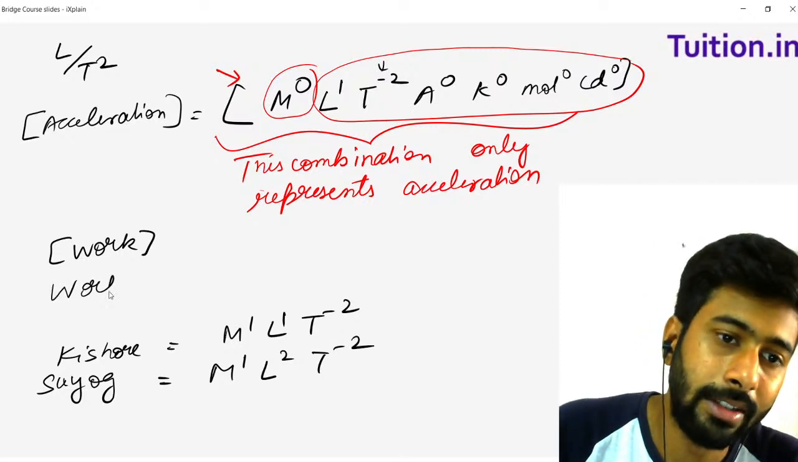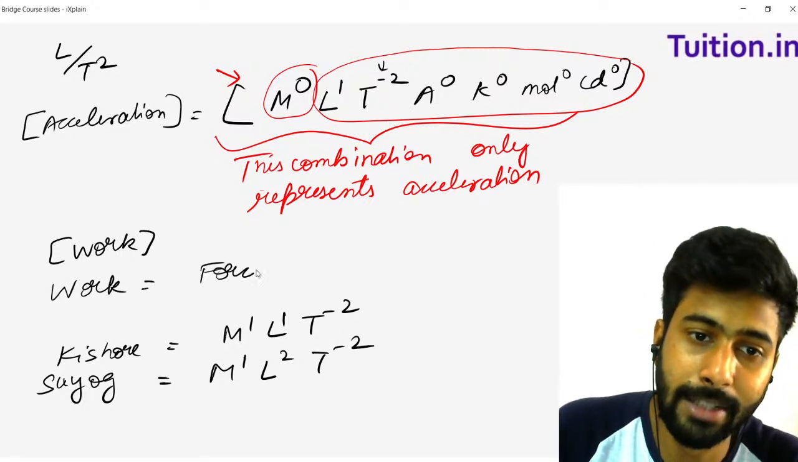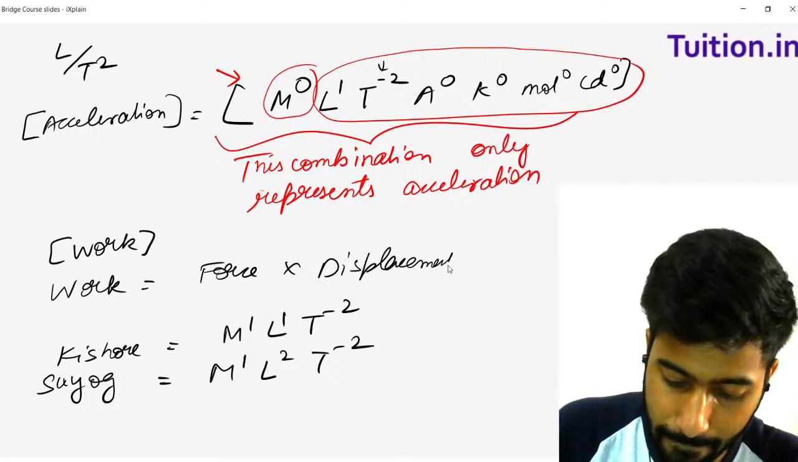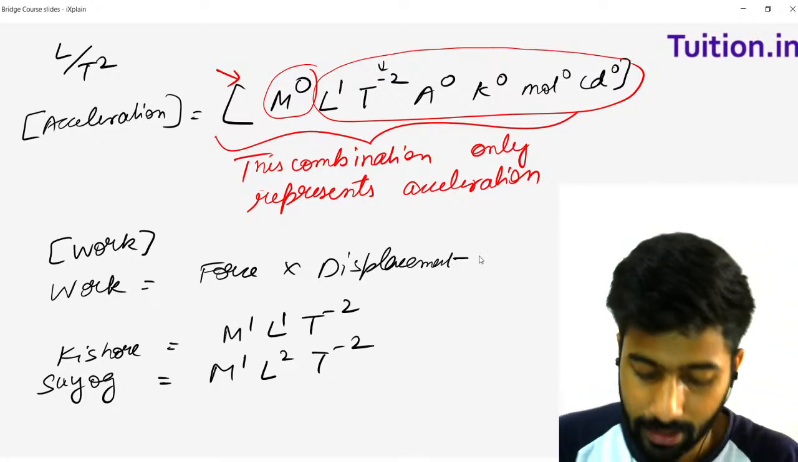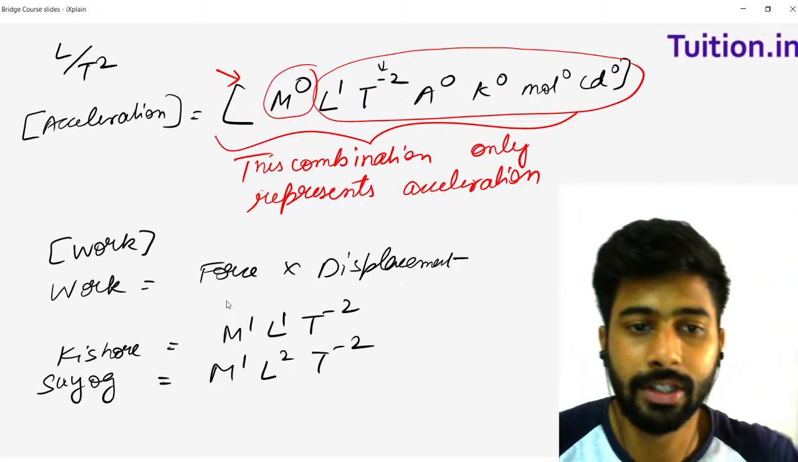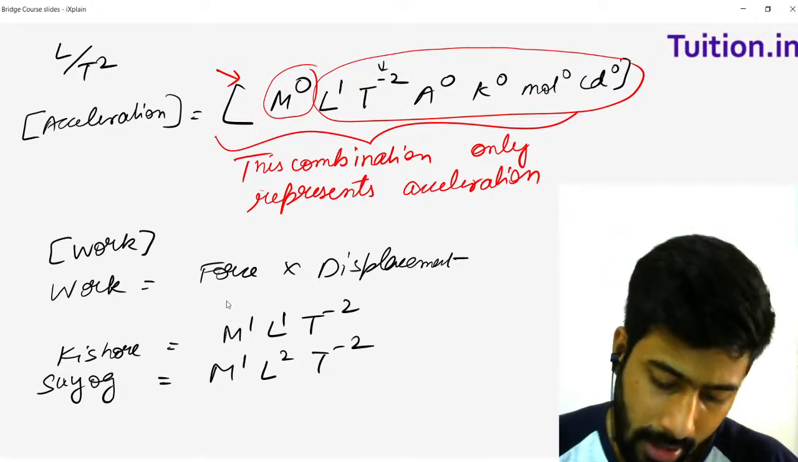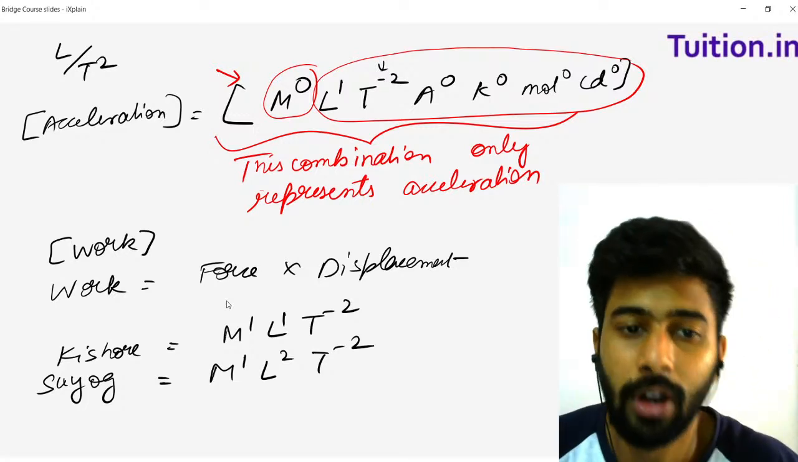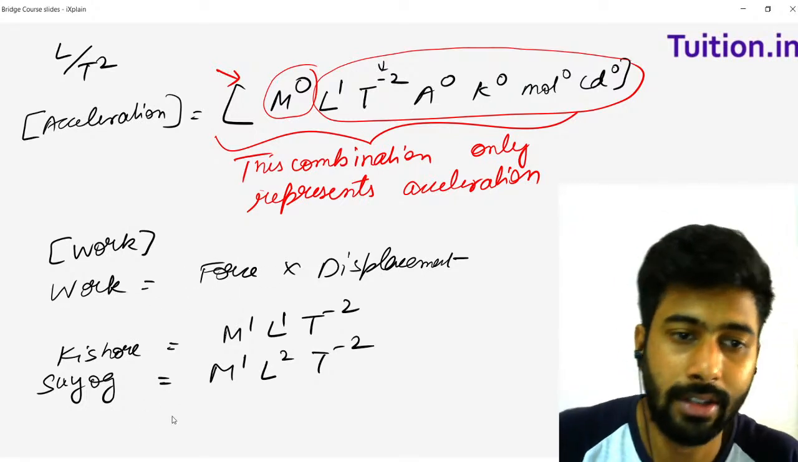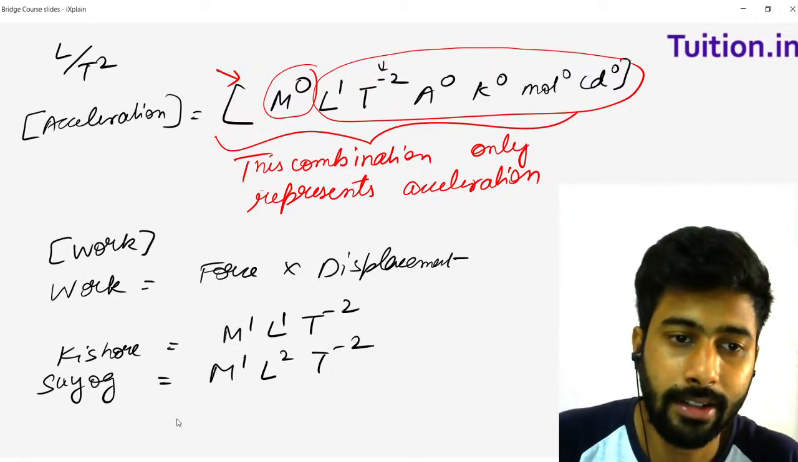So work is nothing but force into displacement, if you remember. Correct? This is the formula. Hi, so you're a JEE 2022 aspirant, then yes, this bridge course is for you. Oh no, you're a 2022 aspirant, which means you have already finished your 11th. That's fine, you can still learn in case you're interested.